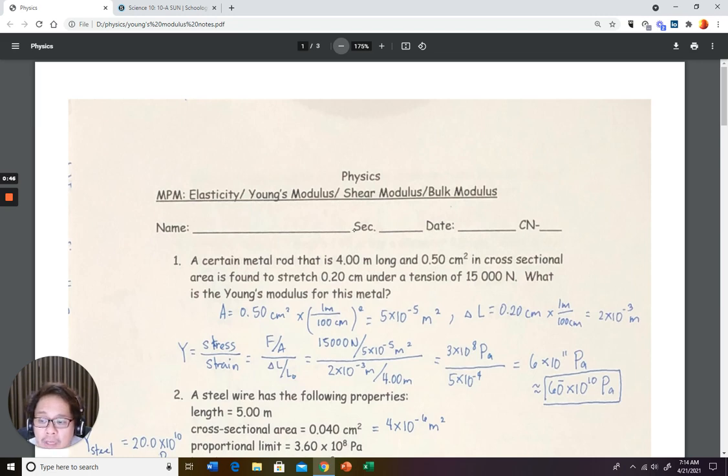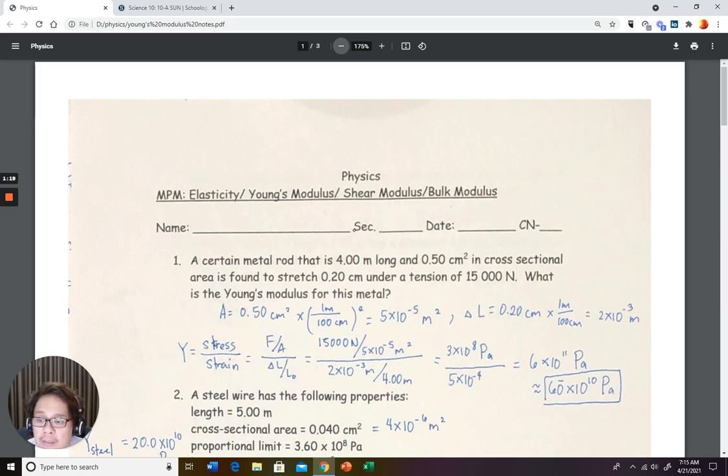So we are looking for Young's modulus. Young's modulus is stress over strain. Stress is F over A, and strain is delta L over L sub O. We plug in all the values and check if they are consistently MKS. So 15,000 is already MKS. It's in Newton. Delta L is 2 times 10 raised to negative 3, and L sub O is 4.0 meters. We plug in the values, compute, and you get 6 times 10 raised to 11 Pascal.